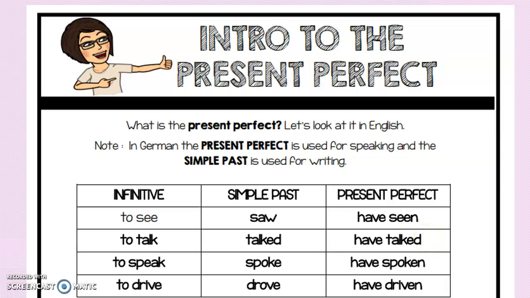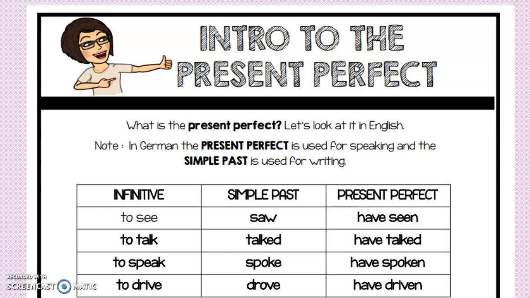So today we're going to start talking about how to put German sentences in the past tense. German, just like English, has two forms of the past tense: the simple past and the present perfect. If you notice the chart below, you can see the difference. The infinitive of to see, the simple past is saw. The present perfect is have seen. Talk, talked, have talked. Speak, spoke, have spoken. Drive, drove, have driven.